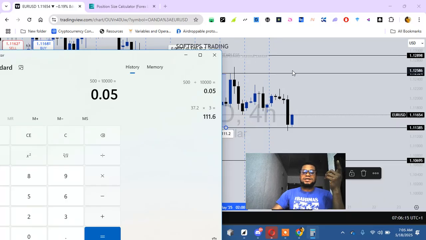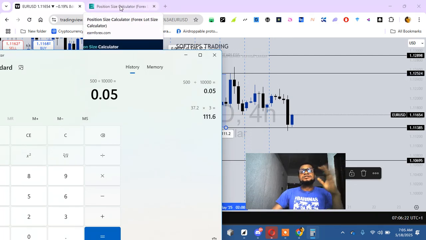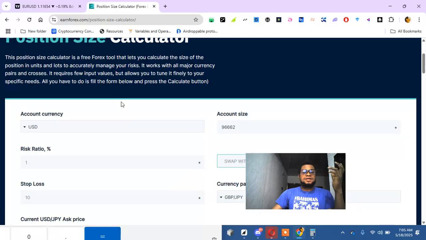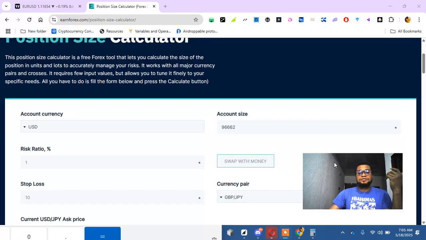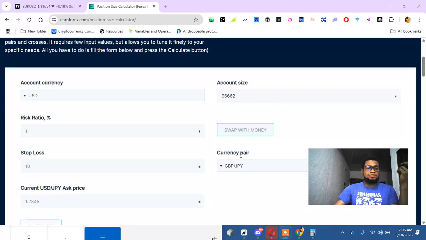Do you understand? Then the second type of risk management is where you go to your calculator. You can use Forex, or you can use a Forex calculator for this. So first is to still know how many percent you're risking. Are you risking 1%? Are you risking 2%? Are you risking 3%, 4%, 10%, depending on the percent you're risking. So here is where you put the percent you're risking. You're using 0.5, 1%, 2%, depending.